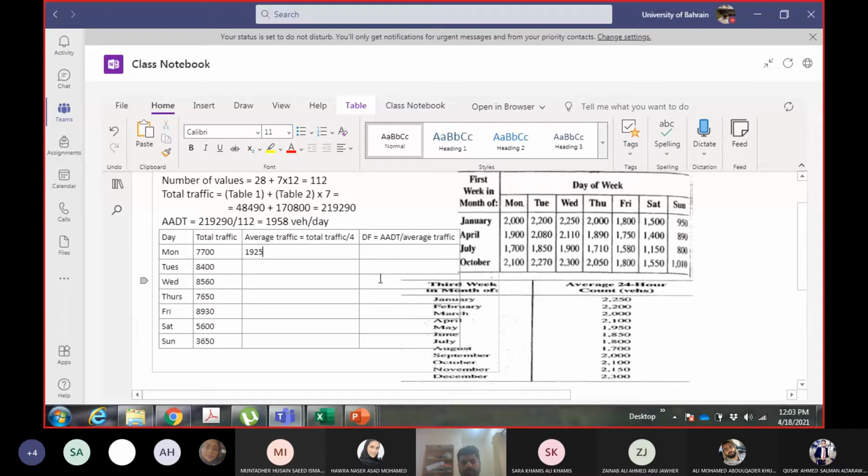Then average. 1925. Okay. 2100. 2140. 1912.5. 2232.5. 1400. 912.5. Okay. Now ADT divided by average traffic. So you take 1958 divided by each of these values.